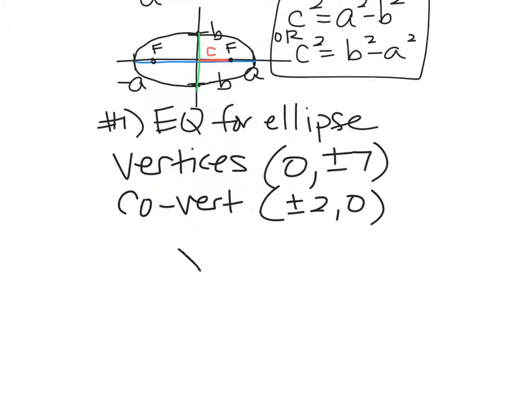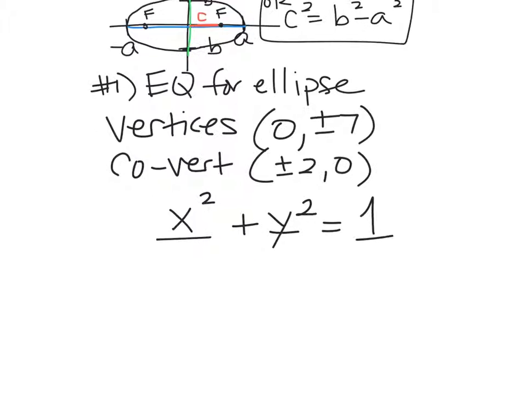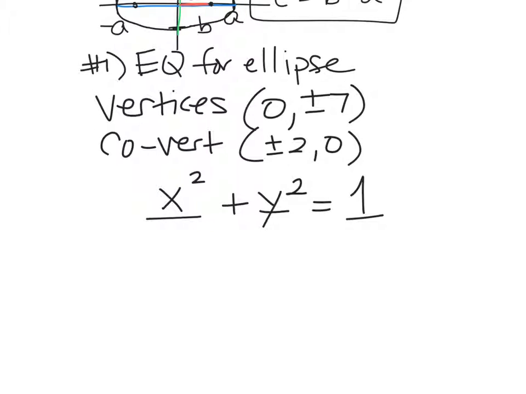Start with your basics. Your basics are this. You will always have an x squared. You're centered at the origin. You will always have a plus in the middle. And you will always have a y squared. And this always equals 1. That's kind of like the skeleton outline, right? Now we have to figure out what these numbers are underneath x squared and y squared. So underneath x squared is a squared, and underneath y squared is b squared. And a is the distance going this way, left and right, and b is the distance going up and down.